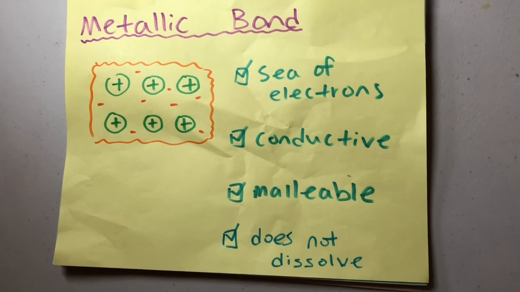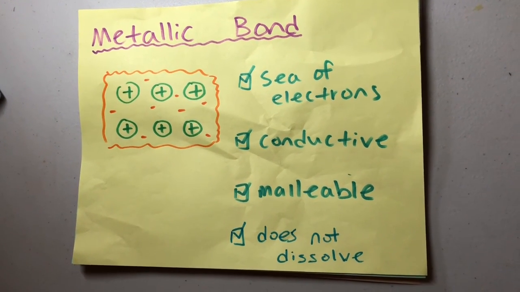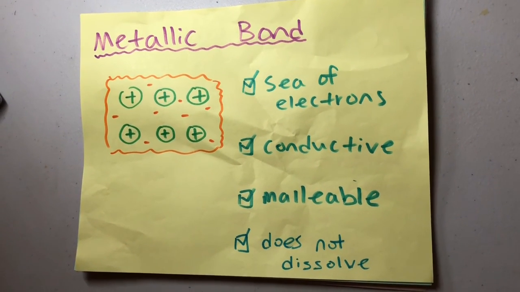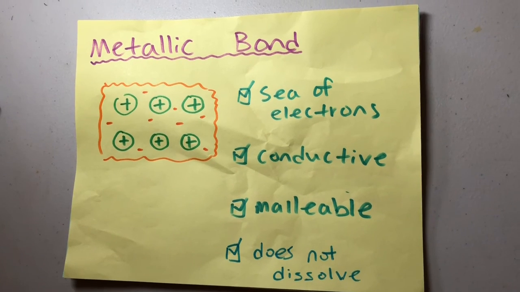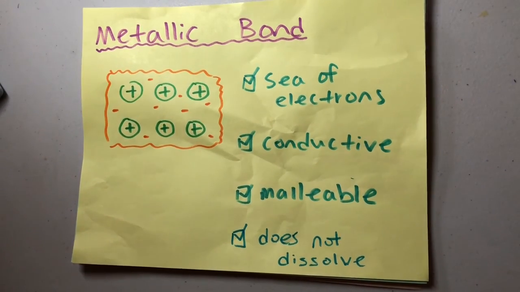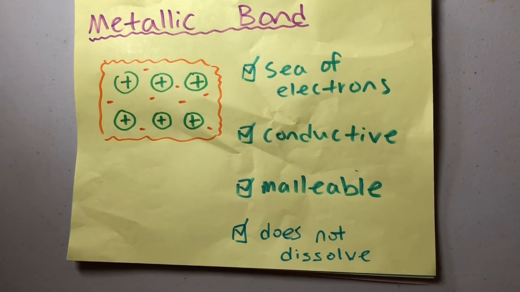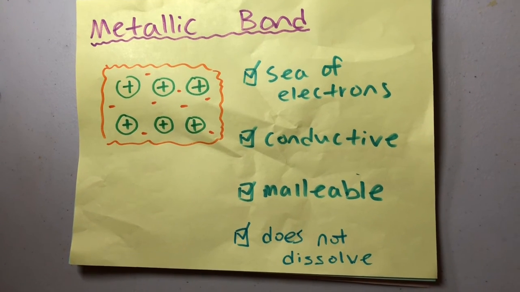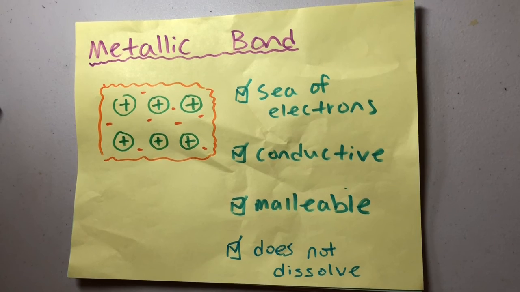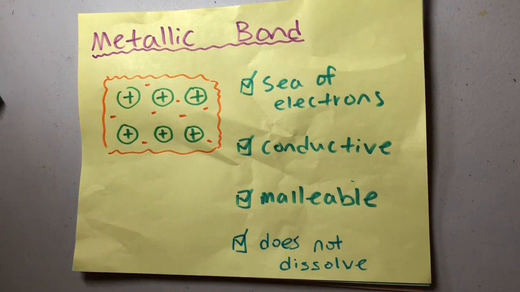The next bond is the metallic bond, which is between 2 metals. Because metals lose electrons very easily, they create a sea of electrons when they bond together. And because there's a sea of electrons, this makes it easy for electrons to flow through and conduct electricity, which is why metals are very conductive. In addition, the sea of electrons helps it to be malleable because this helps metals to be less rigid in the compound. It also does not dissolve in water.